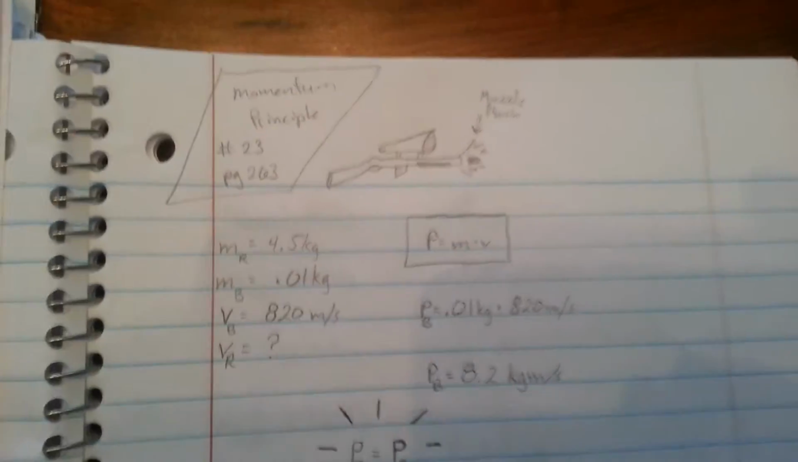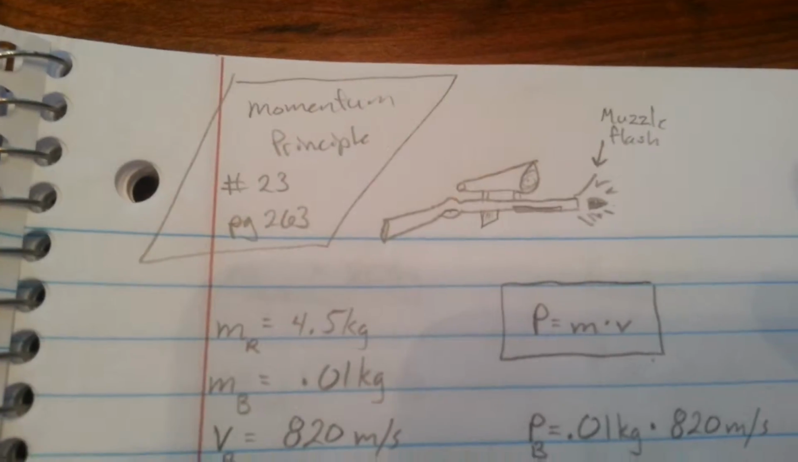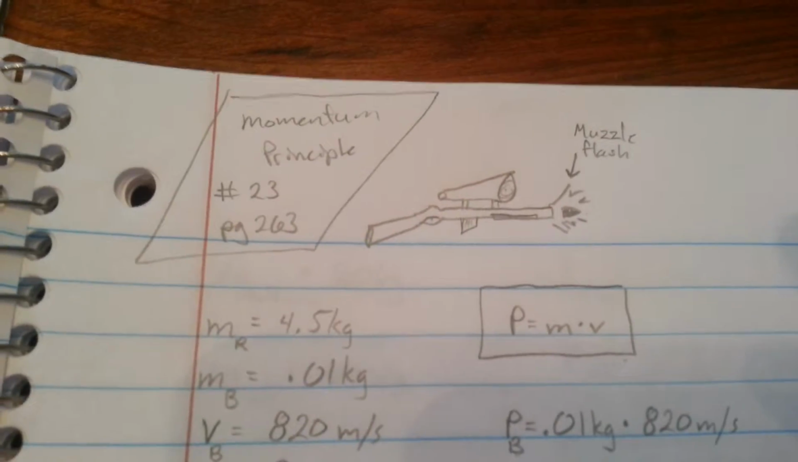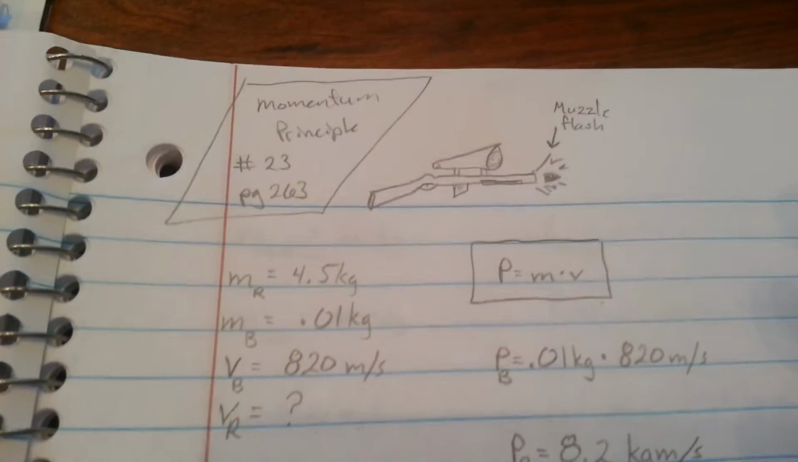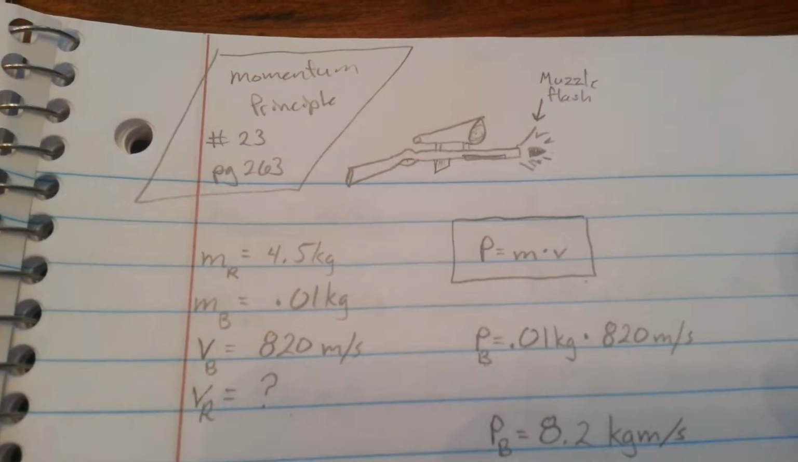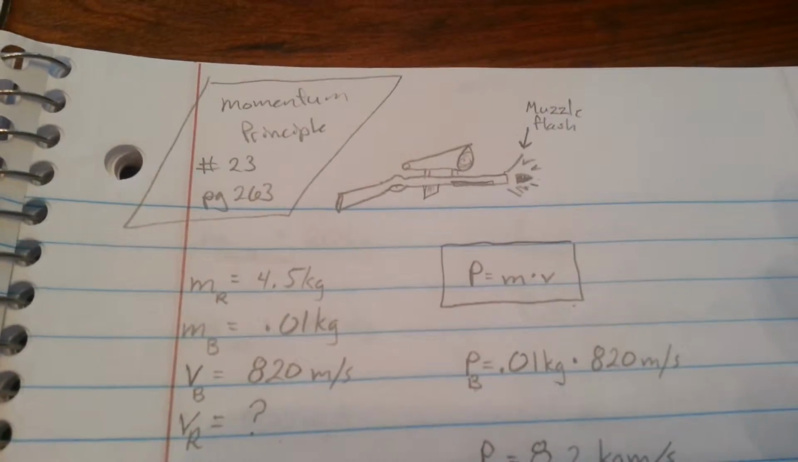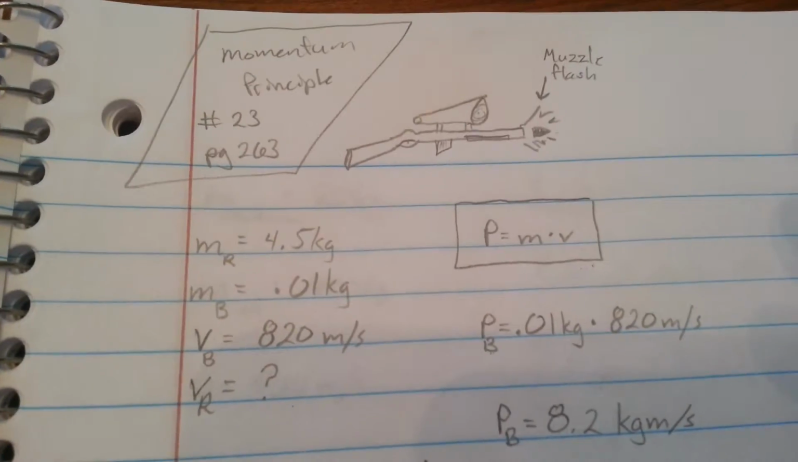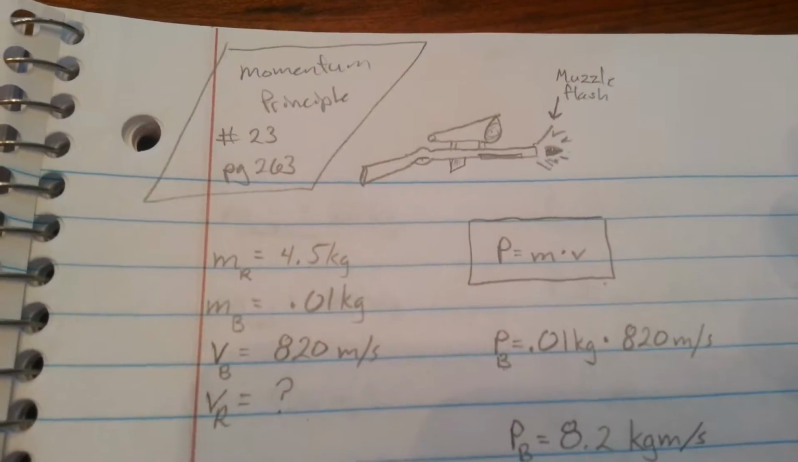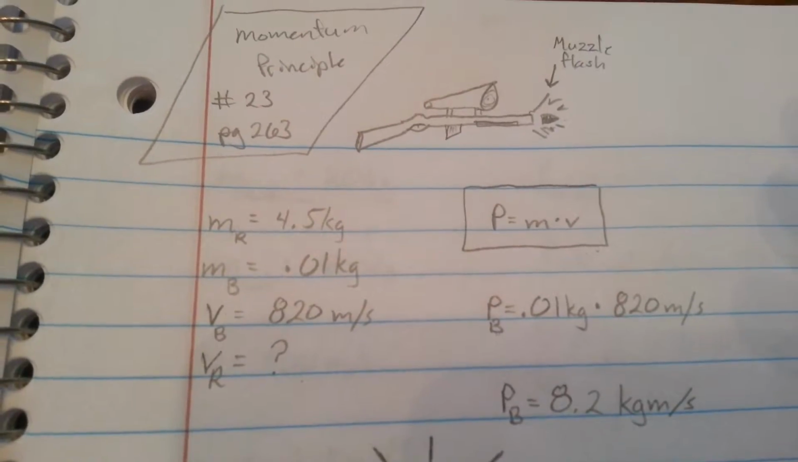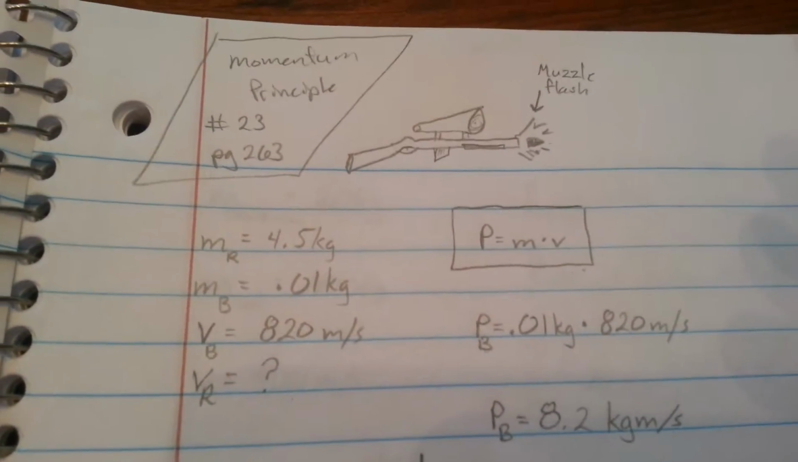All right, Dr. Lane. This is my reassessment on the momentum principle, or better, conservation of momentum. And this is number 23 on page 263 in the book. It is asking, what is the recoil of the rifle? Now I'm given the mass of the rifle, the mass of the bullet, and the velocity of the bullet, but not the velocity of the rifle, obviously.